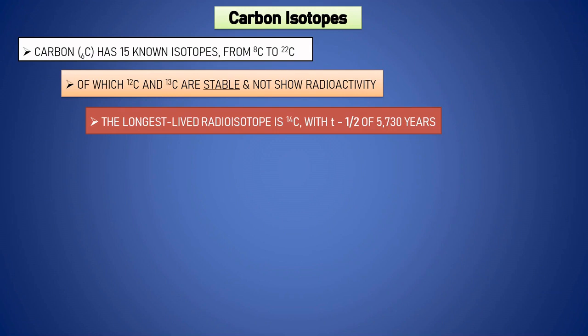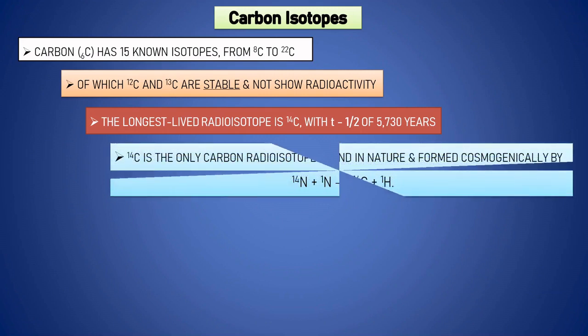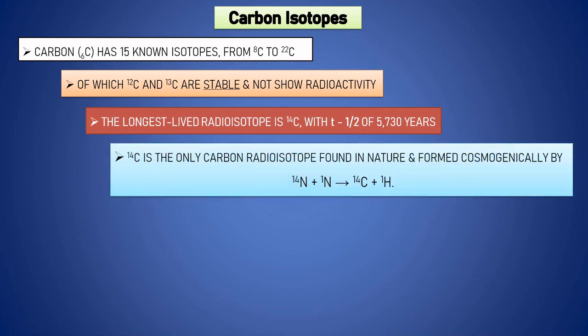That means the initial concentration degraded into half of its original amount takes 5730 years. That is T half. So C14 is the only natural carbon isotope that exhibits radioactivity. C14 is the only carbon radioisotope found in nature and formed cosmogenically.